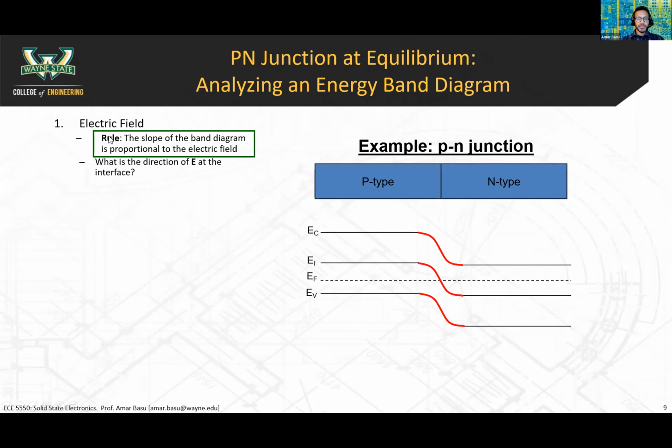So the first rule: the slope of a band diagram is proportional to the electric field. It's a rule to remember. Out in the p-type material there's no slope in the band diagram, so there's no electric field here. Same thing with the n-type material. But at the interface we just talked about, there is an electric field, so that is exactly where the slope in this band diagram occurs.